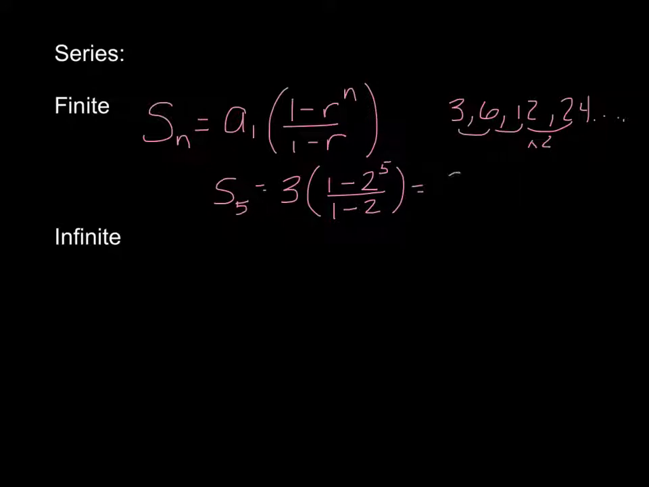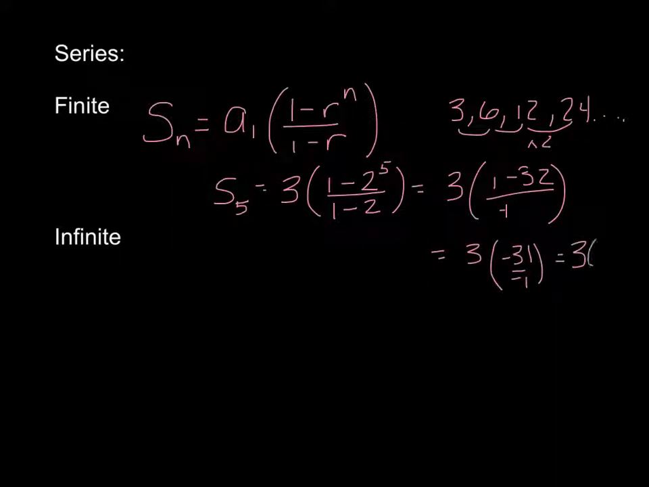And then as we do the math here, this would be 3 times 1 minus 32 over 1 minus 2, which is negative 1. That equals 3 times negative 31 over negative 1, which is 3 times 31, and that gives you 93. And we could easily check that by figuring out the next term and then actually adding them together. The other type of series is an infinite series.